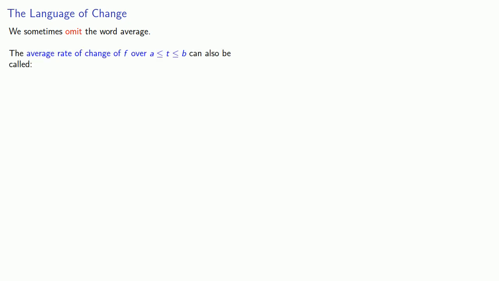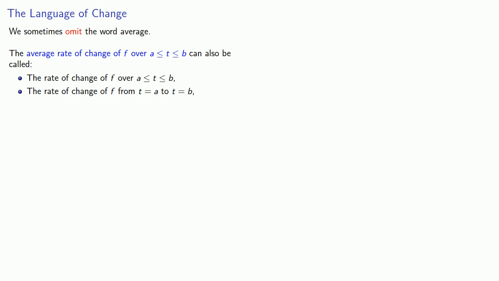Now, if the universe was consistent, or I was a kind and gentle math teacher, then whenever we wanted an average rate of change, we'd ask for an average rate of change. But the universe isn't consistent, and I am not kind and gentle. And so sometimes, when we're looking for an average rate of change, we might not ask for an average rate of change. We sometimes omit the word average. So, while we might want the average rate of change of f over the interval from a to b, this can also be called the rate of change of our function over the interval, or the rate of change of our function from t equals a to t equals b.